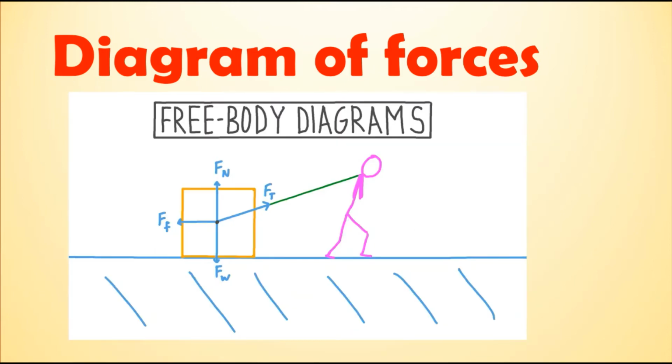Another example is this free body diagram. So we have here the normal force F sub n. We also have F sub t, or the force of tension, because the man here is using a chain or a rope to carry this box. We have a force of friction, and we also have the weight force or the gravity force. So there are 4 forces acting on this object.